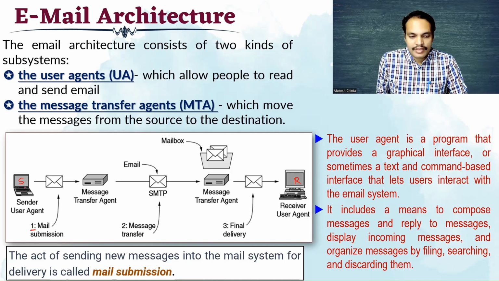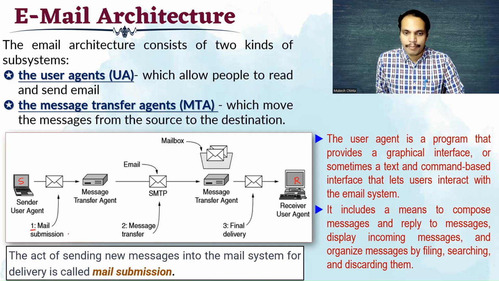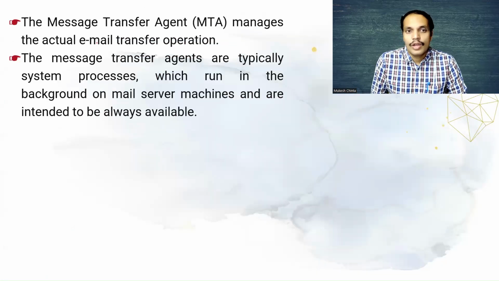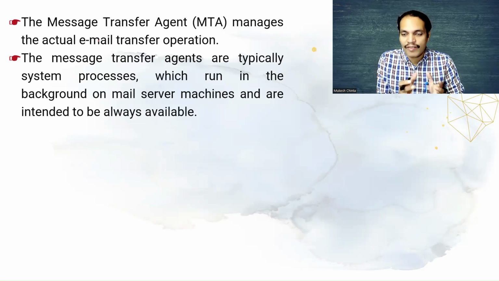Once a sender composes an email and submits it for delivery to the receiver, this point is called the mail submission part. Now, what does the MTA do? That is the role of the user agent. What it does is it allows the user to compose an email and then submit it for delivery.